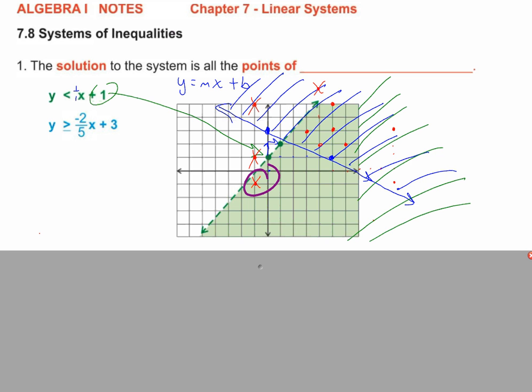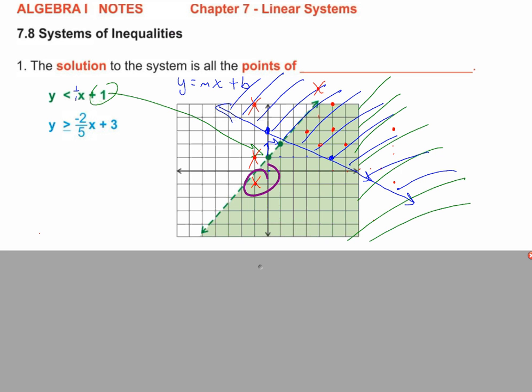Okay, so Andrew, this point would answer which inequality? The green one. Does it answer the blue one? And that's why it's not a solution. Does this point answer either one? No. Is this point a solution for either one? No. Is this point a solution for either one? Yes, the blue one. But does it solve the green one?